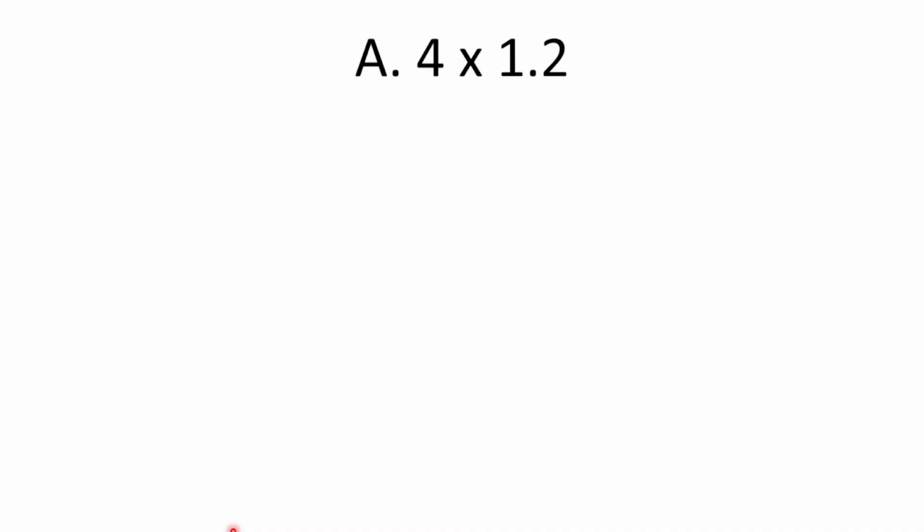Let's have the first example. We have 4 times 1 and 2 tenths. To solve this, let's write our given in column. Now, how are we going to solve this? First, we need to multiply like a whole number. I-ignore muna natin yung decimal point. Then, if you notice, sinulat ko siya nang nauna si 1 and 2 tenths bago si 4.